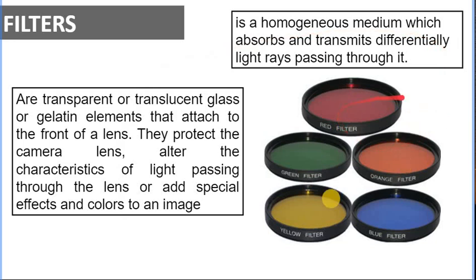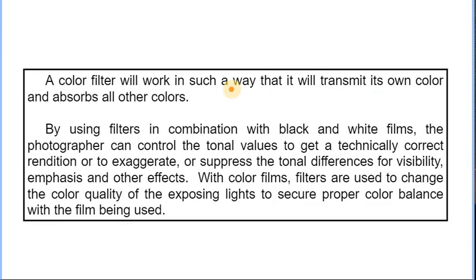Now, let's go to the filters. Ayan. So, filters are transparent or translucent glass or gelatin elements that attach to the front of the lens, harap. They protect the camera lens, alter the characteristics of light passing through the lens, or add special effects and colors to an image. Katulad nung lagi nilang binabanggit, yung neutral density filters. It is a homogeneous medium which absorbs and transmits differentially light rays passing through it.